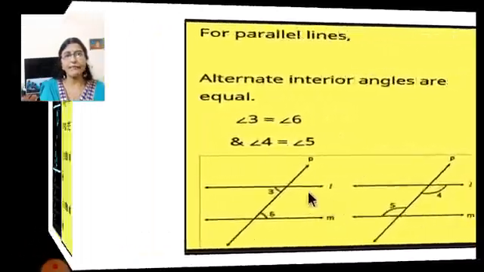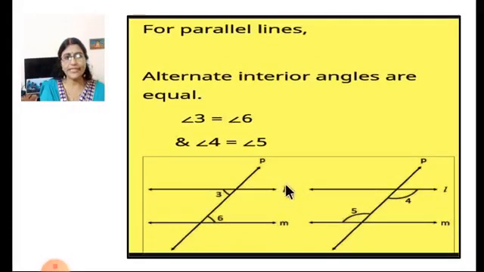Now here you can see for parallel lines. The lines L and M are parallel to each other. So in case of parallel lines, children, you have to remember alternate interior angles are equal. They are always equal. That means angle 3 here will be equal to angle 6. Same way angle 4 will be equal to angle 5. So always remember, if the lines are parallel, then the alternate interior angles are always equal in measure. And if they are not parallel, then they are not equal.